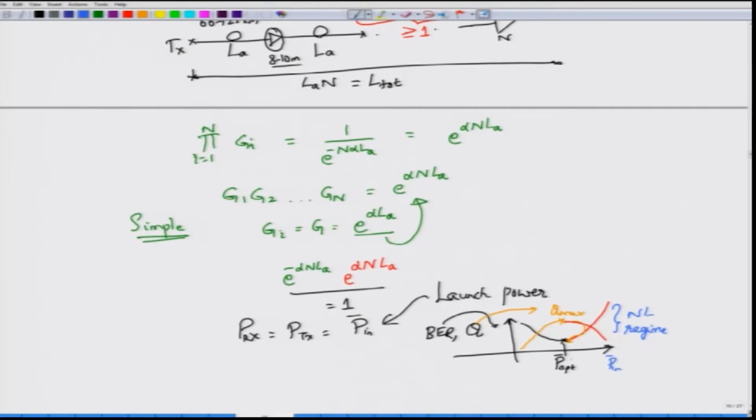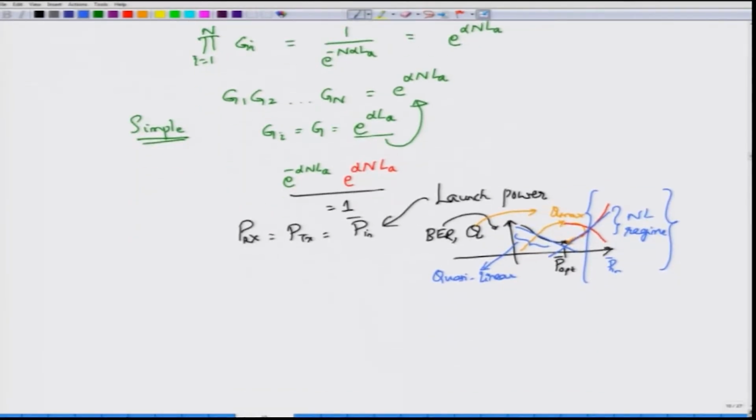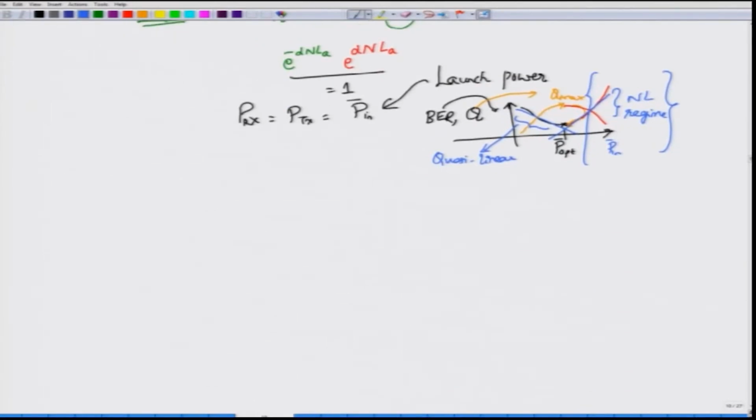So, the optimum launch power is the point at the linear regime, which is this part. This is sometimes called quasi-linear as well. It is not exactly linear, but for all practical purposes it is linear. So, where this quasi-linear regime meets the nonlinear regime, this is where you get the optimum launch power. We will not be able to look at much of this regime in this course, but do not worry, you can take up additional courses on optical communications if you are interested as to why the Q factor or the BER behaves in a very different manner.